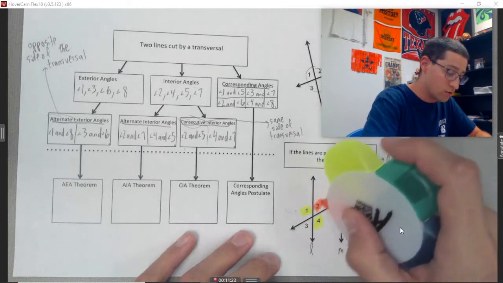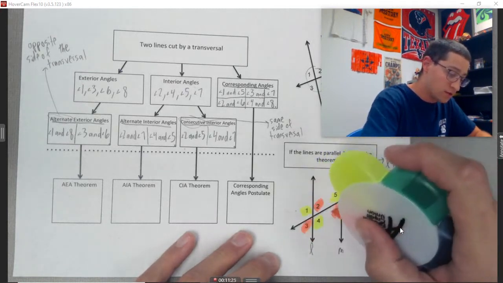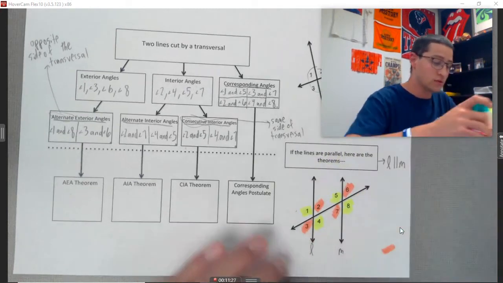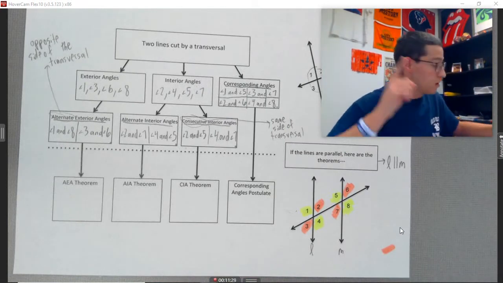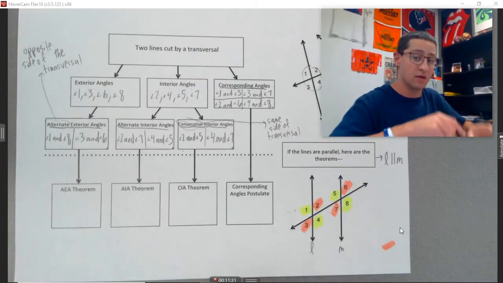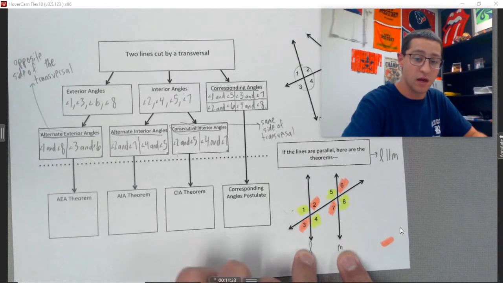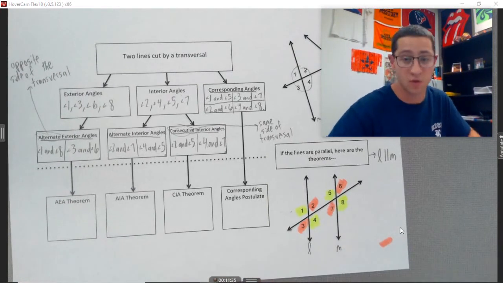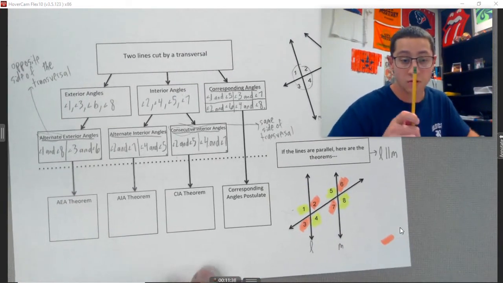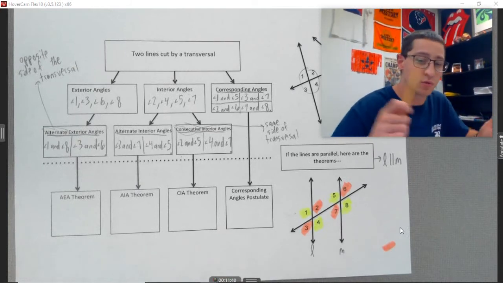So we'll go ahead and do orange and yellow. Something like that. Those are the ones that are all going to be the same. Remember, they're only the same if these lines are parallel. They have to be parallel, otherwise that property doesn't hold. So let's look at all these pairs and think about what the relationship is.